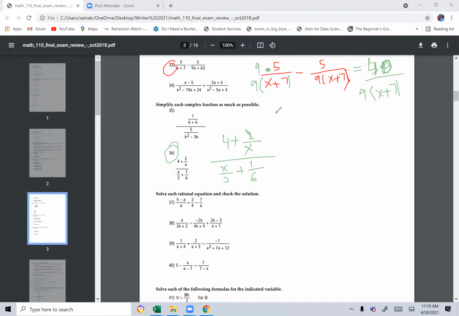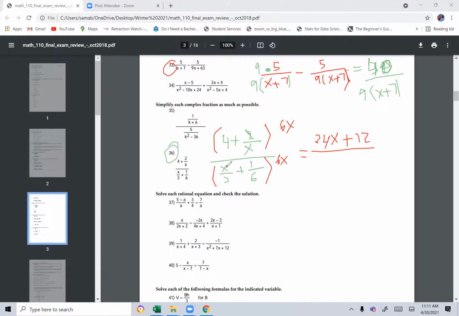Okay, so let me change the color. You multiply by 6x here, and you multiply by 6x here. And why 6x, guys? This is the common denominator. When you multiply and divide by 6x, it's just like you did nothing. And now equals: 6x times 4 is 24x. Watch how we're going to get rid of the fractions now. 6x times 2 is 12x, divided by x will be 12. No more fractions at the top.